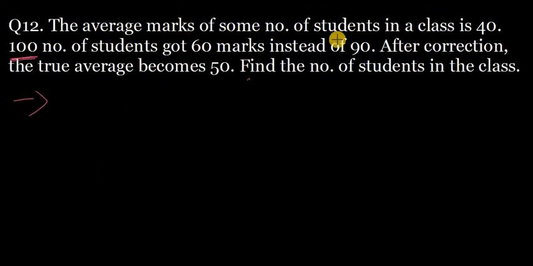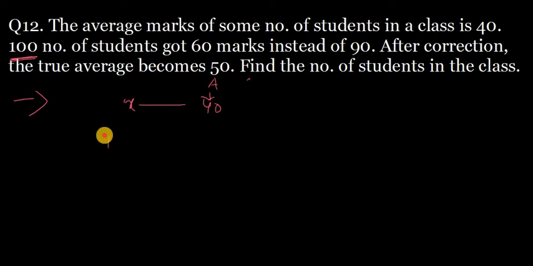The average marks of some number of students in the class is 40. 100 students got 60 marks instead of 90. So after correction, the true average becomes 50. Find the number of students in the class. So let's say x is the number of students, and the average is 40.